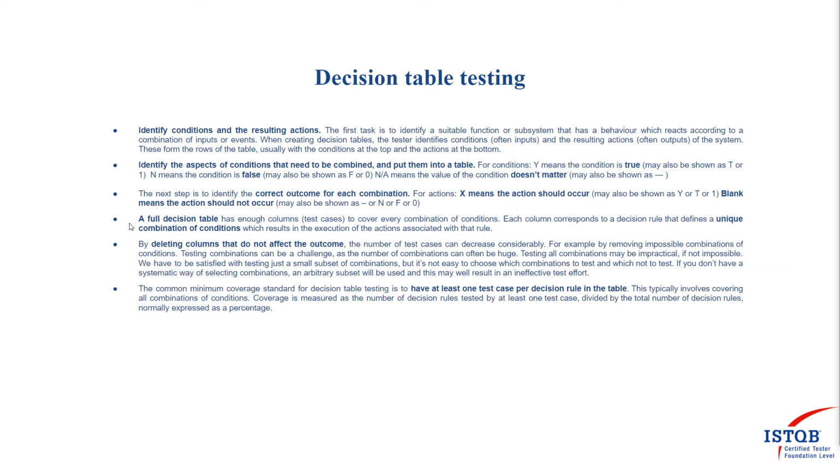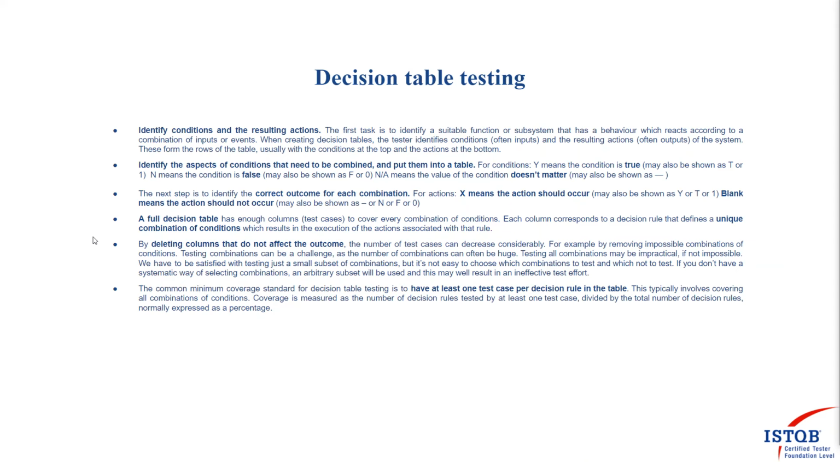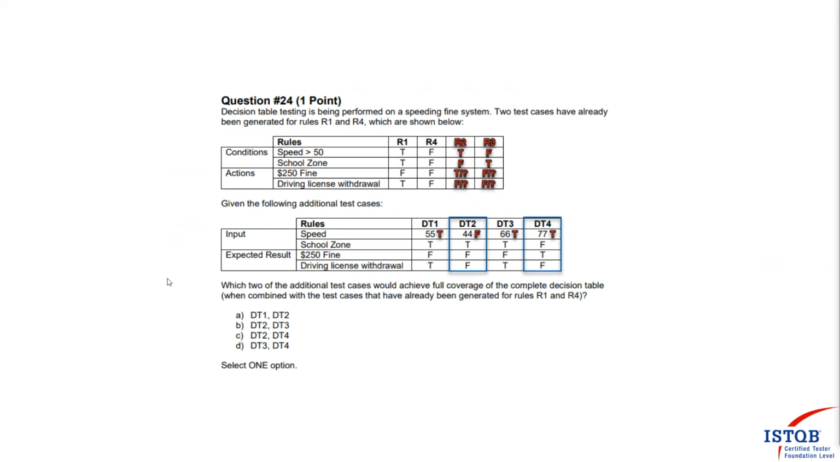Our next step is a full decision table. This is exactly what we did. We wrote all conditions and all possible unique combinations of the conditions, which means we have a full decision table. Next step is to delete columns that do not affect the outcome. In our case, we skip this step because our table is limited and we didn't add impossible scenarios.